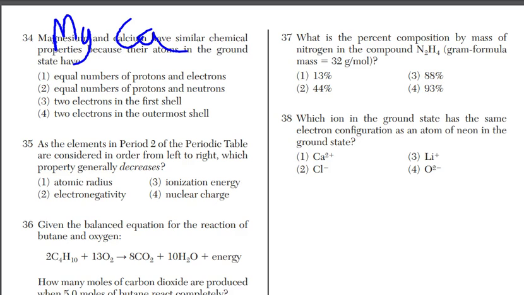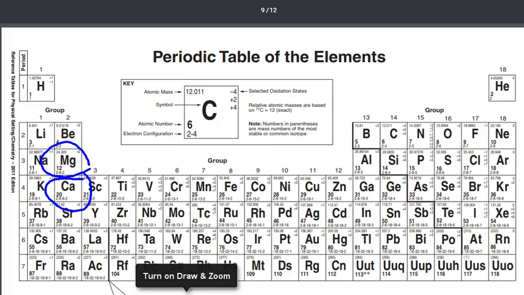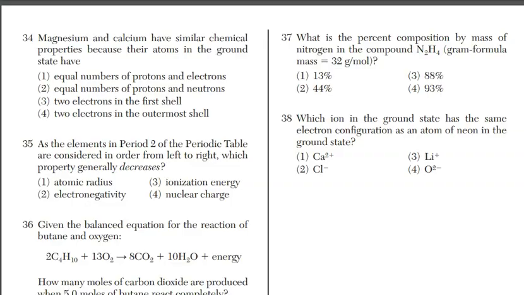So if we go back to the periodic table, I went ahead and circled magnesium and calcium. Sure enough, they're both in group 2, and you should remember from class that all elements in the same group for groups 1 and 2 and 13 through 18 have the same number of valence electrons, those outermost electrons, which in the case of group 2 is 2. So let's go back to those choices. And sure enough, when you go through the choices, the only one that makes sense is choice 4, 2 electrons in the outermost shell.